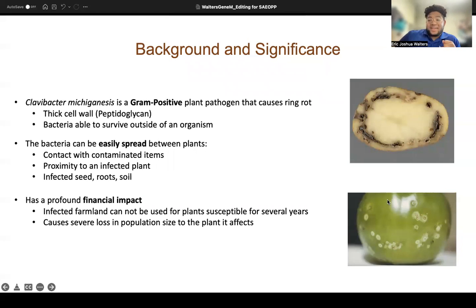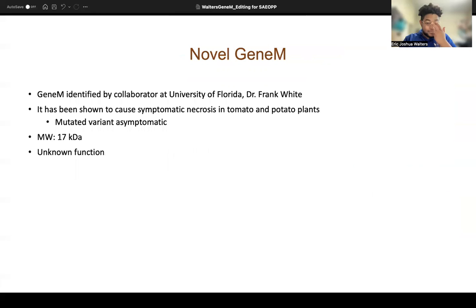Now, the thing about this bacteria is it's really easily spread. And so if you have a bacteria that's easily spread, infecting a lot of crops, you have a large crop loss, and that has a profound financial impact on both your producers and your consumers. So it's pretty important to figure out what this virulence factor is doing.